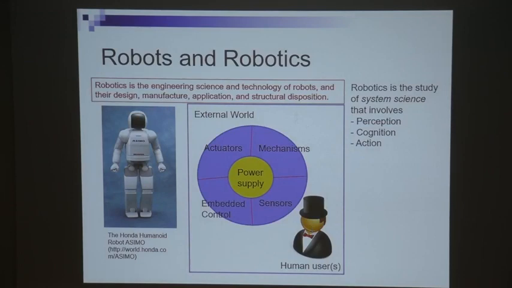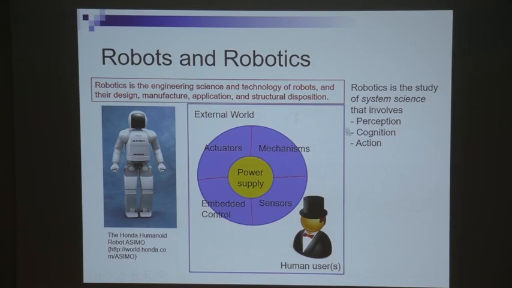So what really matters to us are these two definitions. From an engineering point of view, robotics is the engineering science and technology of robots, and their design, manufacture, application, and structural dispositions. With this wording, you can see that a robot will require power supplies, actuators, mechanisms, sensors, as well as an embedded controller, and this will interact with the human user.